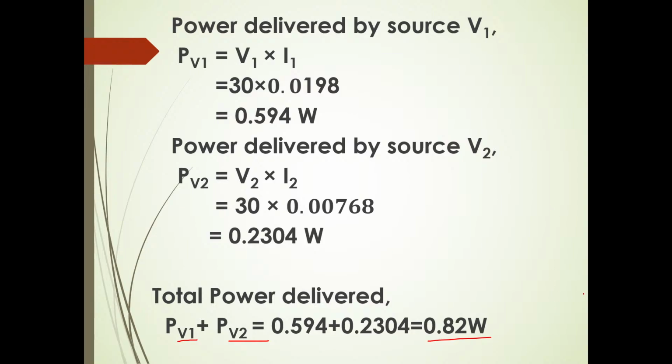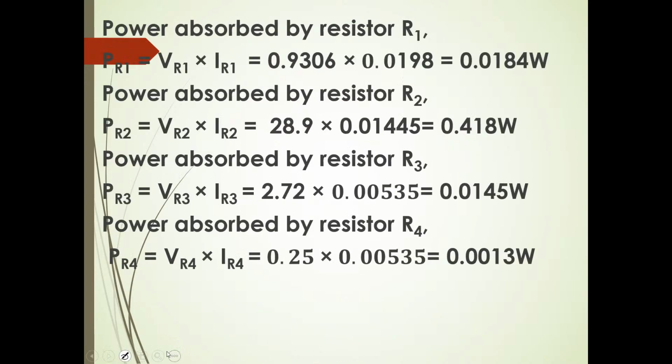Now we have calculated the power delivered, and we have to calculate the power absorbed by each resistor. So let us see. Total how many resistors were there? Total 6 resistors. Power absorbed by resistor R1, let us use the notation PR1, is the voltage across R1 times the current flowing through R1, that is VR1 into IR1. So VR1 is how much?